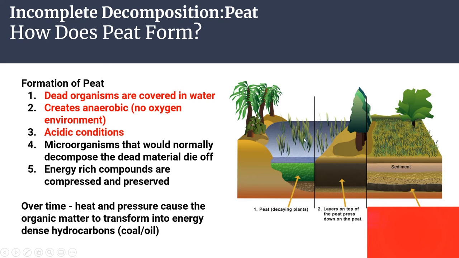Once that water comes on the scene and they start getting buried in the sediments, it creates an environment where there is no oxygen, but also the environment becomes very acidic. It's these three components that are really necessary for peat to form, especially the acidic conditions. Once the microorganisms like the methanogens that would normally decompose them die off, those energy-rich compounds are still there, but they're never decomposed, right? Over time, the heat and pressure cause that organic matter to transform into energy-rich hydrocarbons.